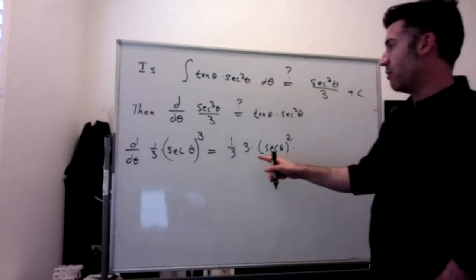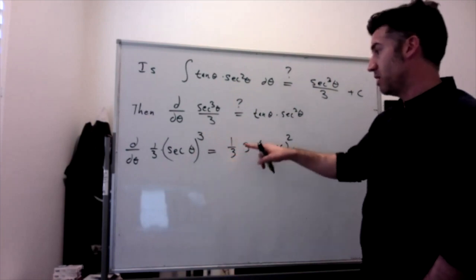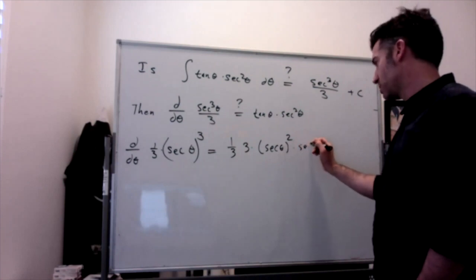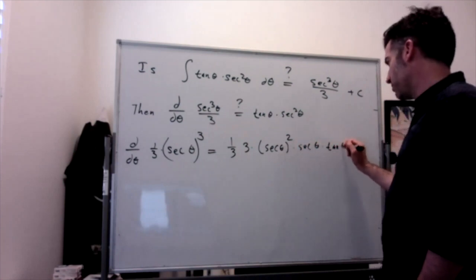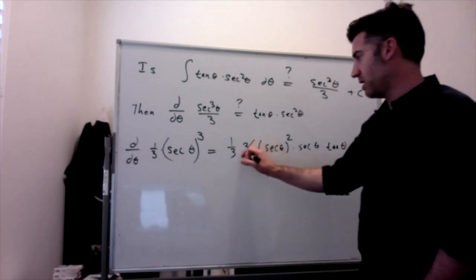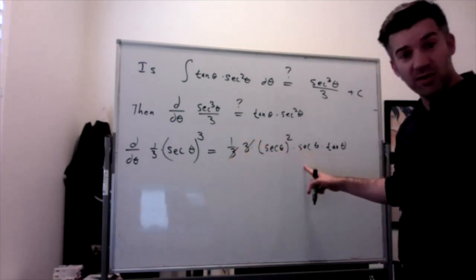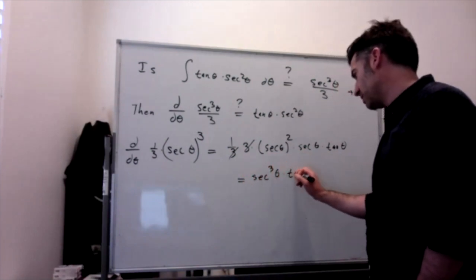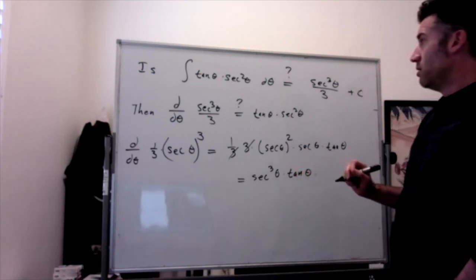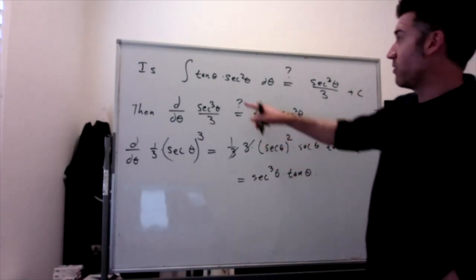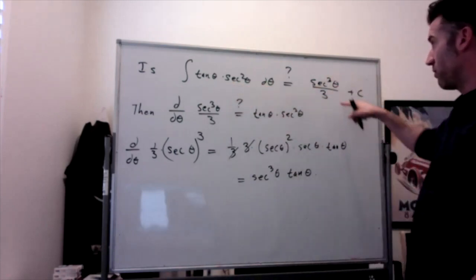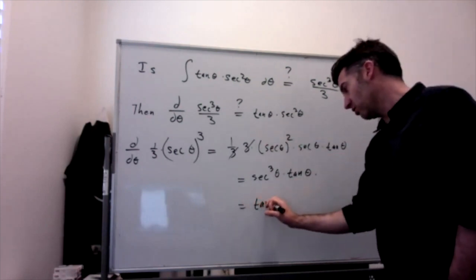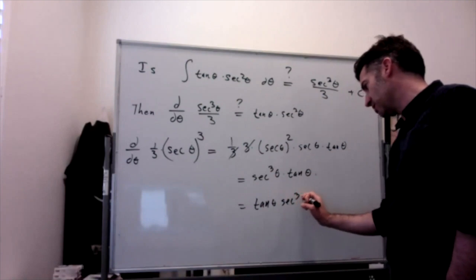So let's see. The derivative of 1/3 secant cubed is 1/3 times 3 times my stuff squared times the derivative of my stuff. And the derivative of secant is secant theta times tangent theta. So the 3's cancel. I get secant squared times another secant, which is secant cubed theta times tangent theta. So no, it's not. The integral of tangent theta secant squared theta is not equal to secant cubed over 3, because the derivative of secant cubed over 3 is equal to tangent times secant cubed, not tangent times secant squared.